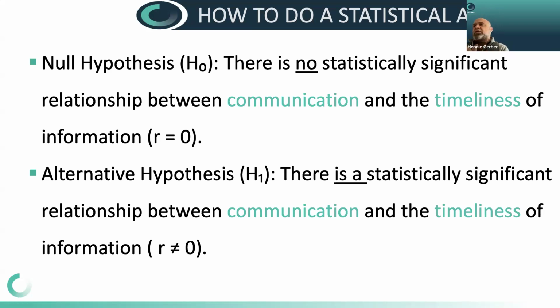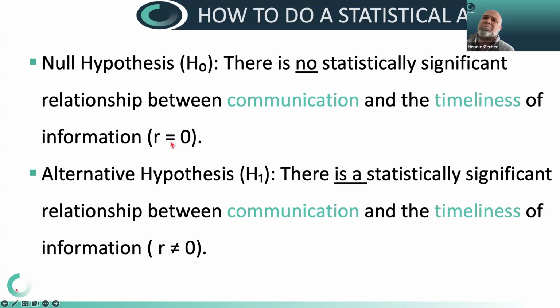So communication in this case would then be a continuous variable because it's a composite construct score, and the same with timeliness. So in this case, what we want to do is we want to see, is there a relationship between communication and the timeliness of the information? So say the timeliness is more frequent, then the communication improves. Now that's the research hypothesis. Then the opposite of this would be the null hypothesis. So we say there is no statistically significant relationship between the two variables.